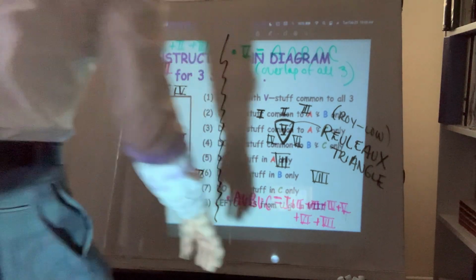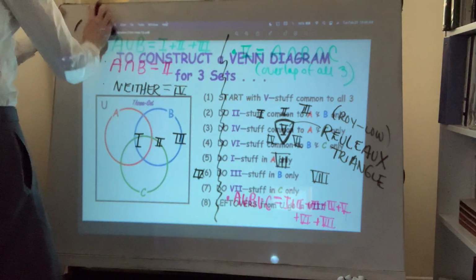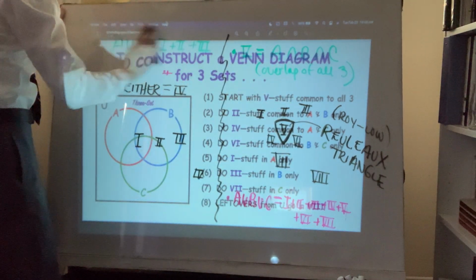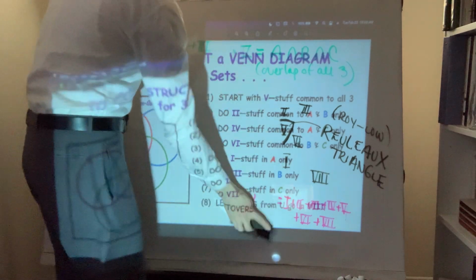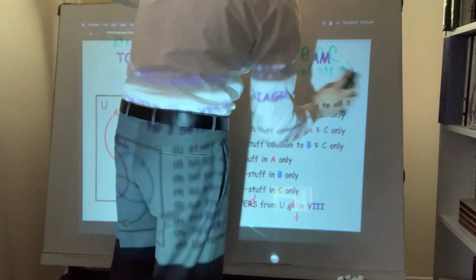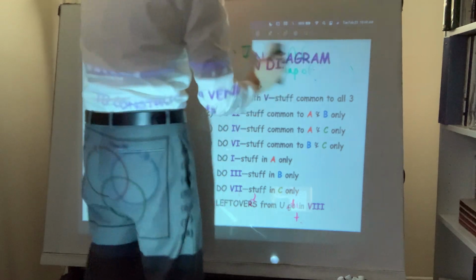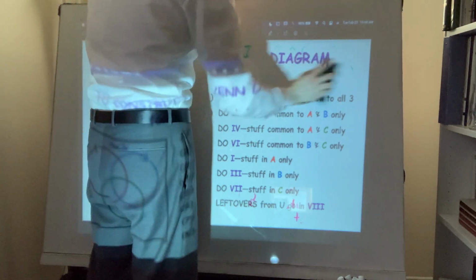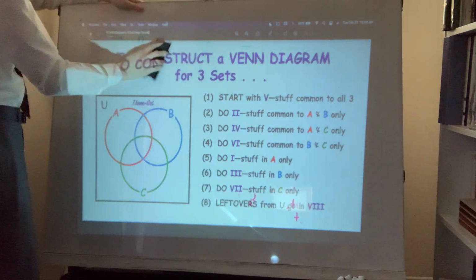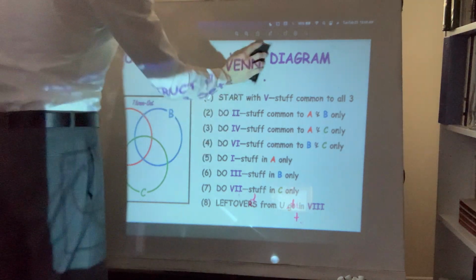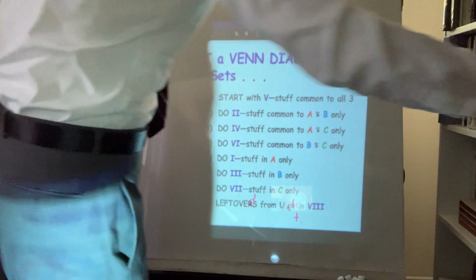Let me erase this because it's too much clutter. There we go. Continue. The green is being stubborn today. Problematic markers. Okay, I'll take this. All right.